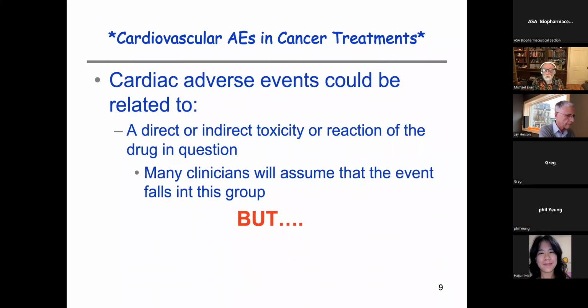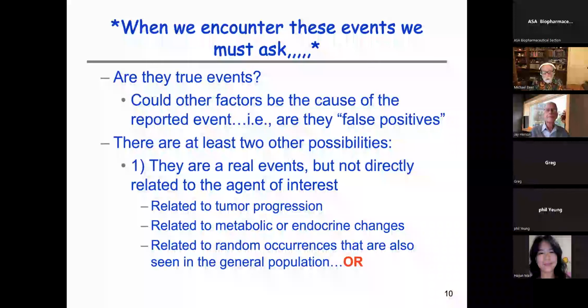So many clinicians will assume that something that we see in the cancer patient is actually caused by the drug we are giving, because we're giving something and then something bad happens. But cause is not always related to effect. And so we ask ourselves, what is causing this? Are they true events? Could other factors be the cause of the reported events, or could they be false positives? So we have two other possibilities. There are the real events, and the real events that are not directly related to the agent of interest.